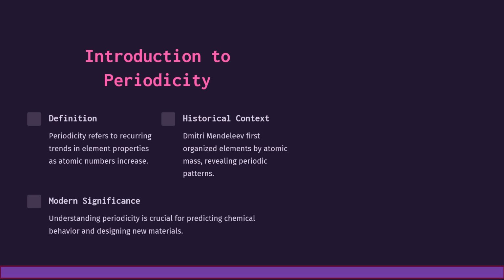Today, we organize elements by their atomic numbers instead of their atomic masses, which makes the patterns even clearer. This is why the periodic table is such a powerful tool in chemistry. It helps us predict how elements will behave, form bonds, and even react in real-world situations.